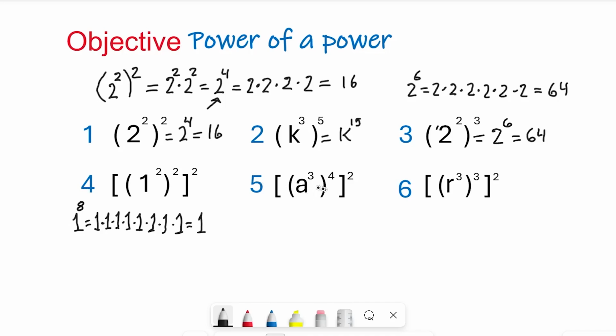The next one, more time, we have brackets. Nothing will happen to the base. The base is going to be A. To get the answer, you multiply 2 times 4. That will be 8 times 3. You're going to get 24. And now the last one, the base is going to be R. Multiply 3 times 2. That would be 6 times 3. The answer should be 18. And that's how we get the answer.